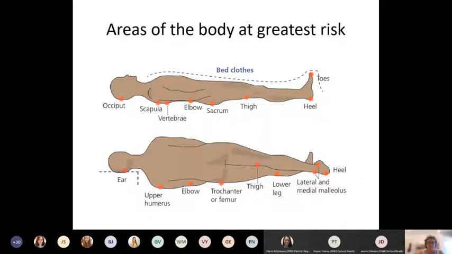Lying on your side, your ear would come into play, the top of your shoulder, your trochanter of the femur, the classic bony bit on your hip, and then your malleoli as well, all areas where your weight comes into contact with the surface.